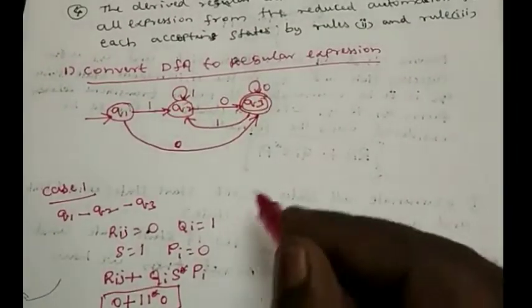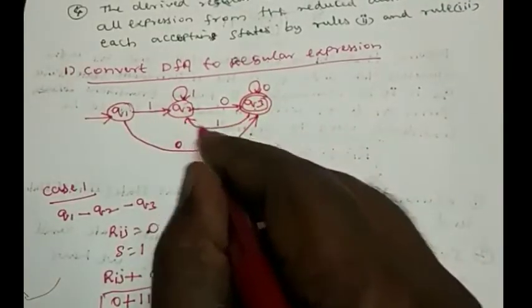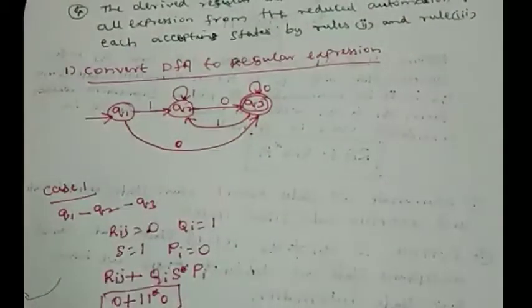So next I want to have Qi. So what is Qi? If there is a transition from the predecessor node Q3 to the intermediate node Q2, is there any edge here? So the predecessor node is actually Q3. So Q3 to Q2 I have a transition called 1. So Qi is 1.